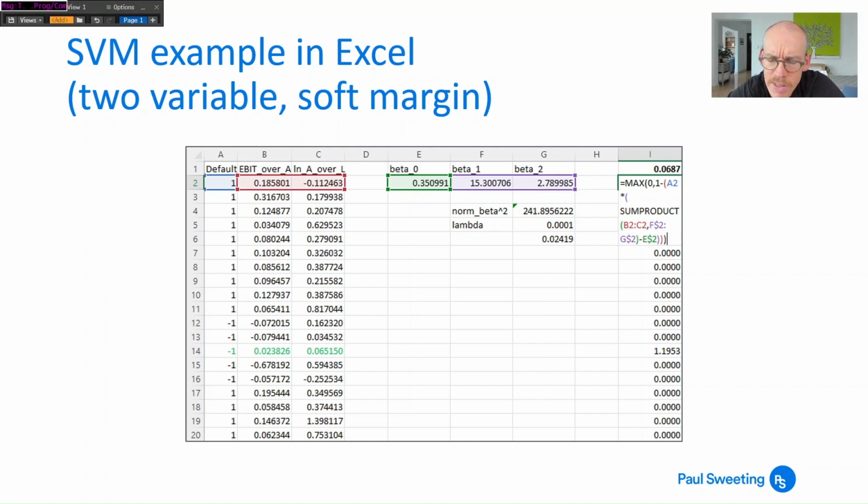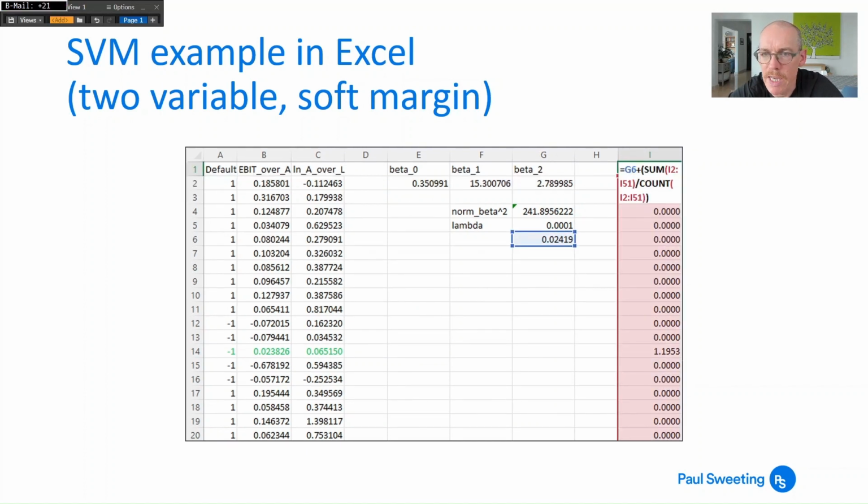Then this value here is slightly changed from what it was before. This is this max function. It's the maximum of 0 and 1 minus A2, which is the default marker, multiplied by the sum product of B2, C2 and F2, G2, so those two sets multiplied together, minus beta naught. So this is the new parameter, or the new formulation that we're looking at.